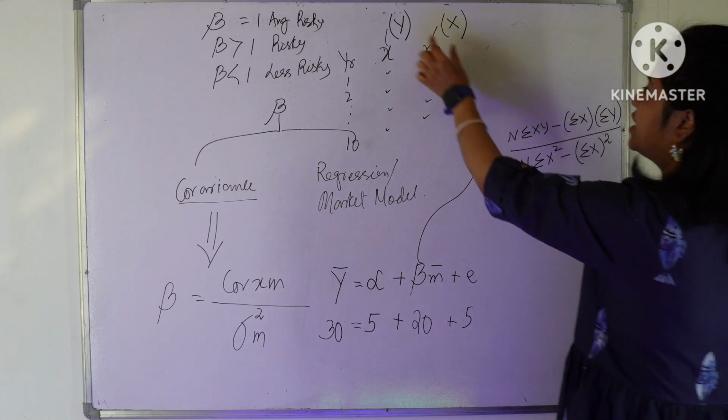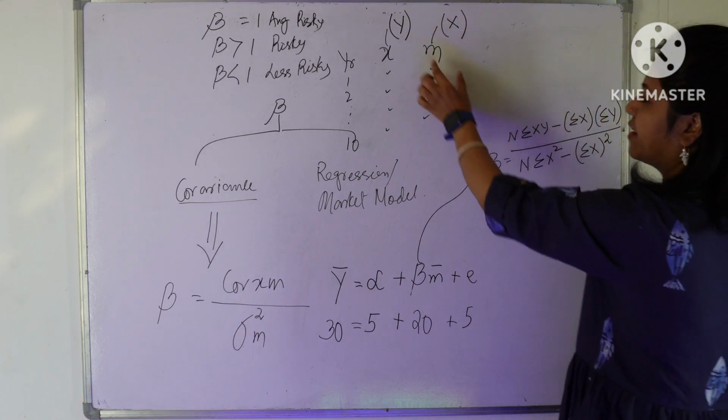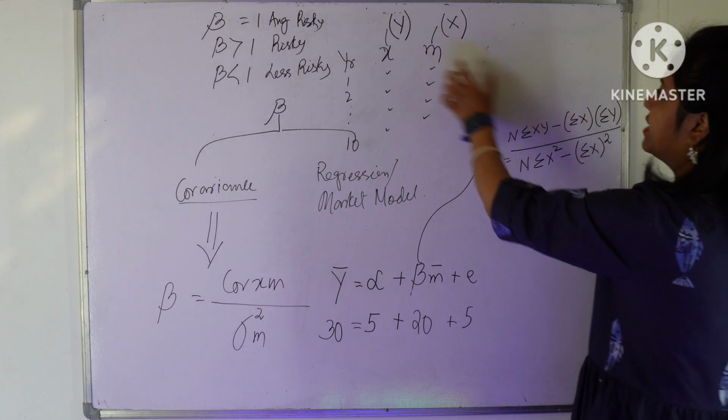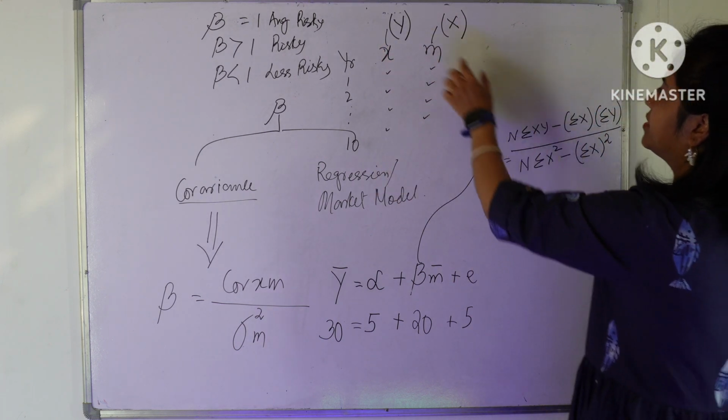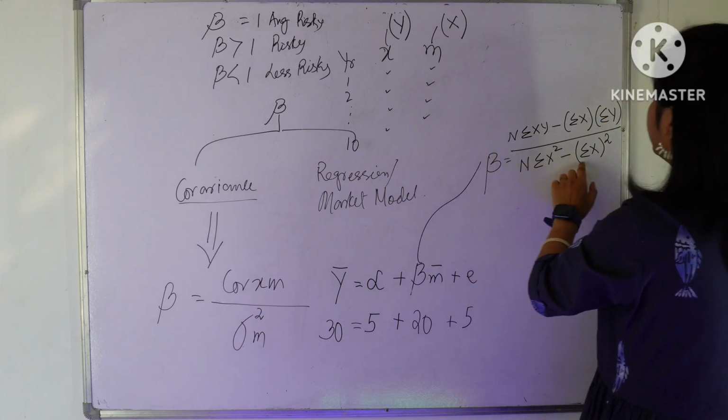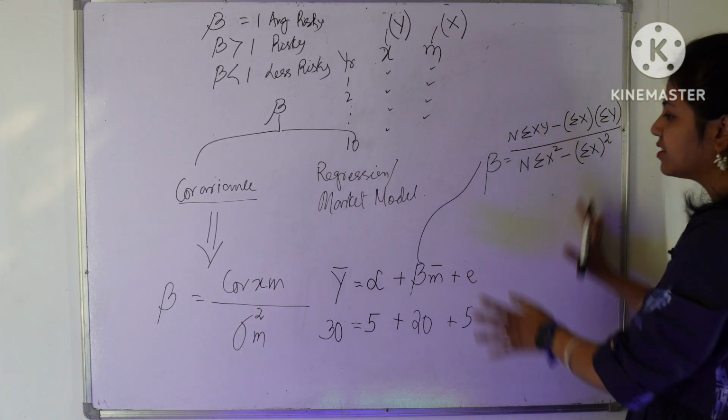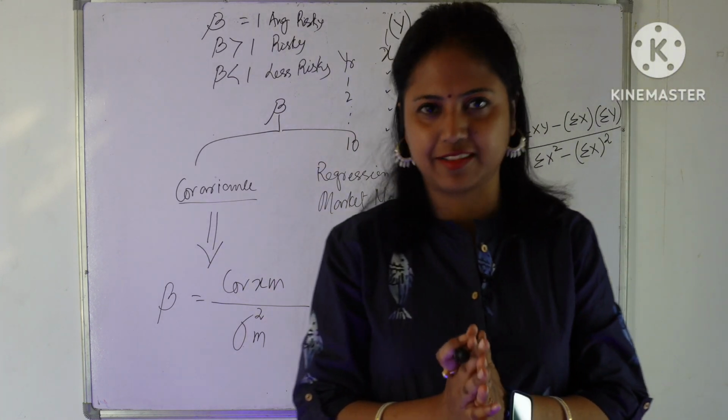And then I have to sum individually the X and sum individually the Y. And then take sigma x square, which means I have to take the square of this, and sigma x whole square. So this is the formula we will see with the help of an example.